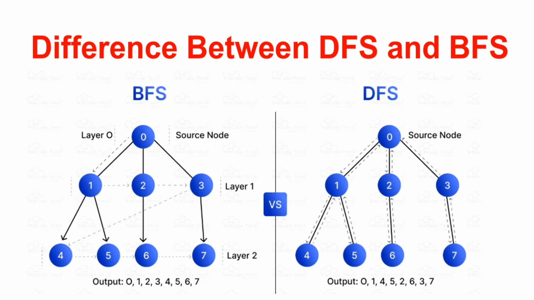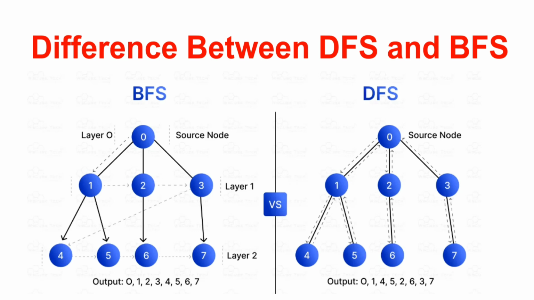BFS is used for finding the shortest path in unweighted graphs. DFS is not guaranteed to find the shortest path but explores all the paths. BFS and DFS are not suitable for weighted graphs. Dijkstra's or Bellman-Ford should be used.